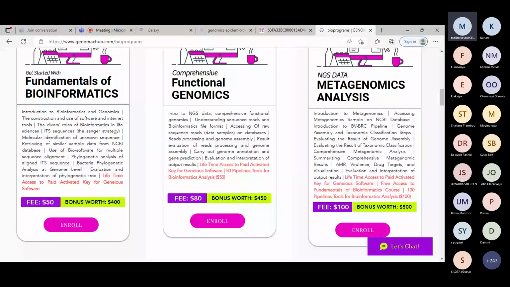If you want fundamentals of bioinformatics, you have not started with bioinformatics before, and you have been looking for where to start from, this is it. In this course, you will learn how to do ITS sequences, how to do molecular identification of unknown sequences, and how to do phylogenetic trees for whole genome sequences, and do quite a number of different kinds of analysis for Sanger sequencing and NGS samples. You get access to pipeline tools as well and a certificate of completion.